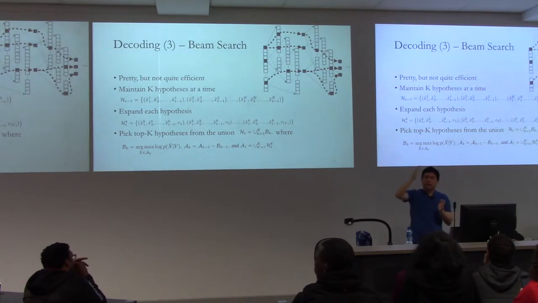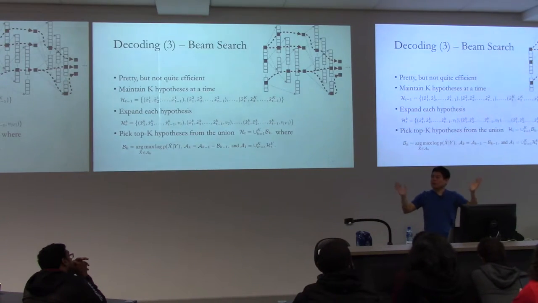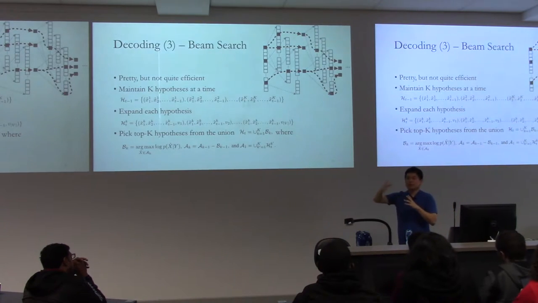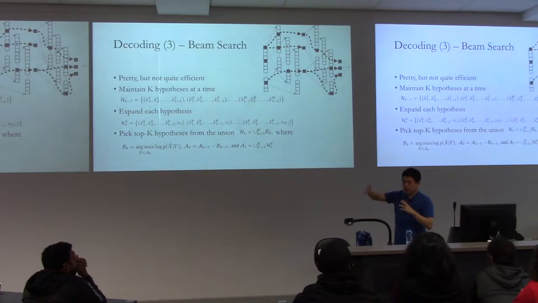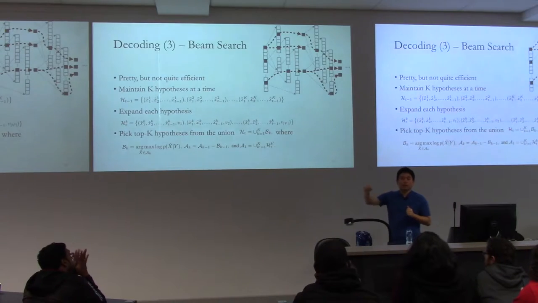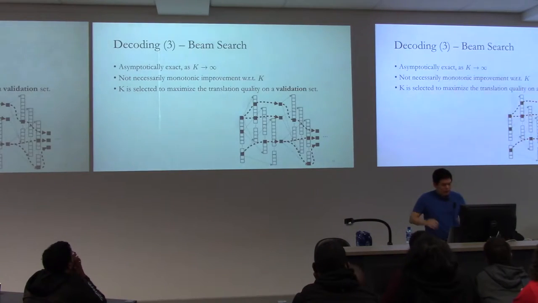Let's say the size of the vocabulary is V, then I'm going to have V times K possible candidates that I can choose from. And then I'm going to look at the score of all those hypotheses and choose the top K. At the next time step, I do the same thing, over and over, until all the candidates in the beam end with the end-of-sentence symbol. Then among them I choose the one with the highest score, the highest probability. Very nice, asymptotically it's exact.